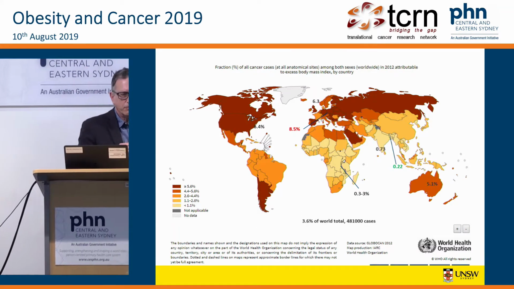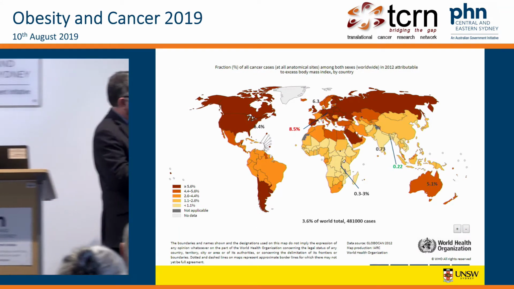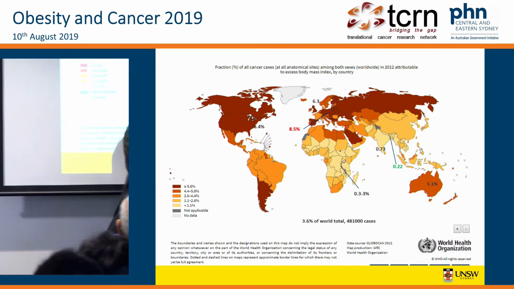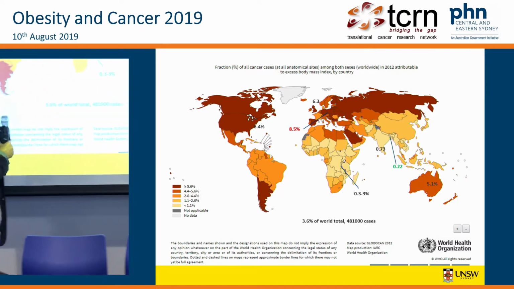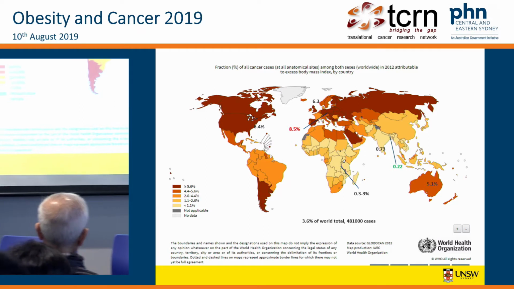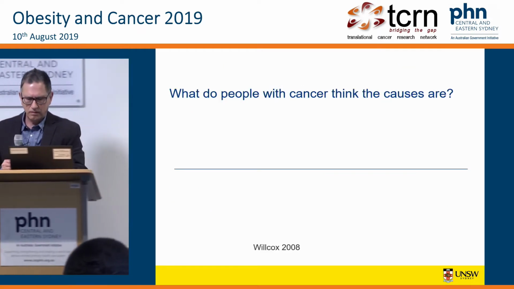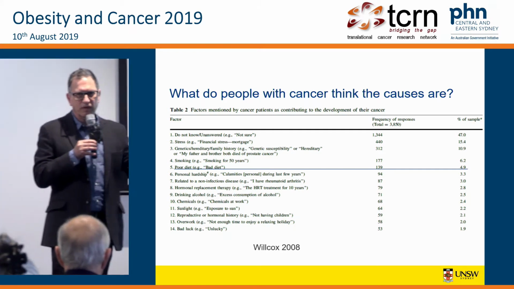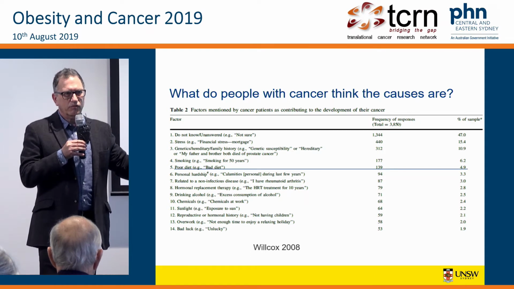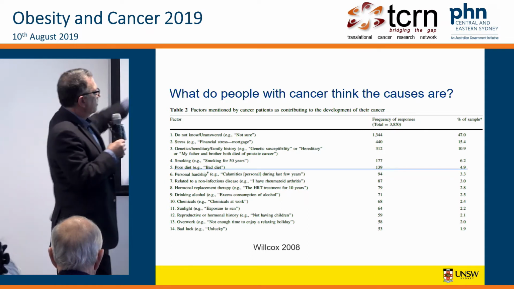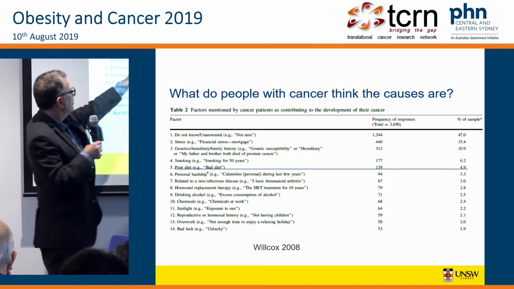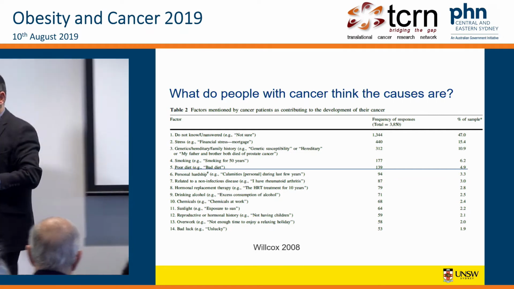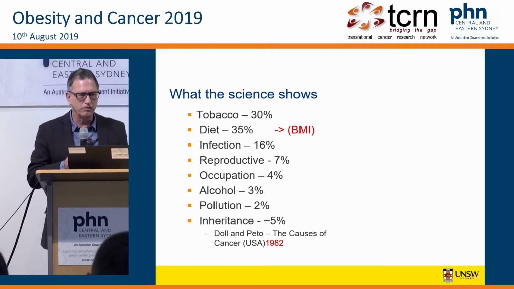And this is the fraction of deaths from cancers caused by obesity in different countries. 5% in Australia, very little in Africa, very little in Asia, and a lot in Western European countries. We do have a communication problem. We asked 3,500 people what they think caused their cancer. Stress is the main cause of cancer from the people's point of view. Diet, about 5% said poor diet. But a lot of the things are genetics, things that are just completely not related to anything that the scientists think cause cancer, what the science shows.